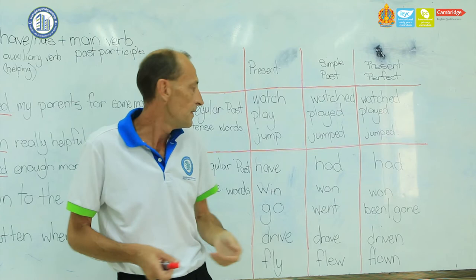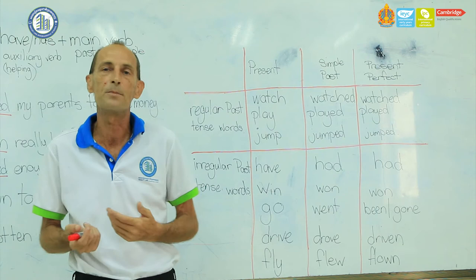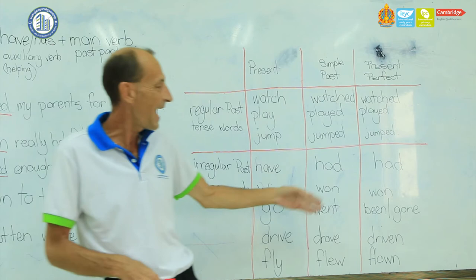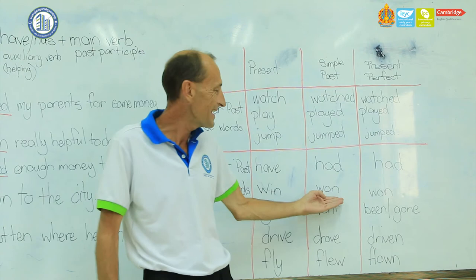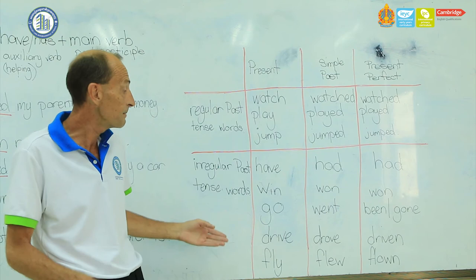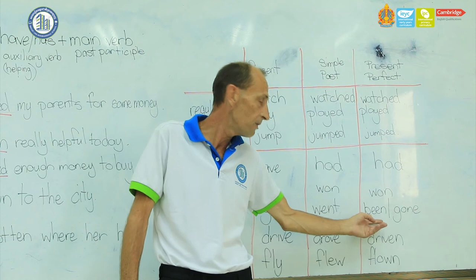Now, with irregular verbs, there is no reason why these words would change. There's no rule to follow. So what we have to do is just remember it. I've written a few up on the board. For example, have becomes had in past and also had in present perfect. Go, in past tense we went, and in present perfect tense we use been or gone, because we've either been there already.